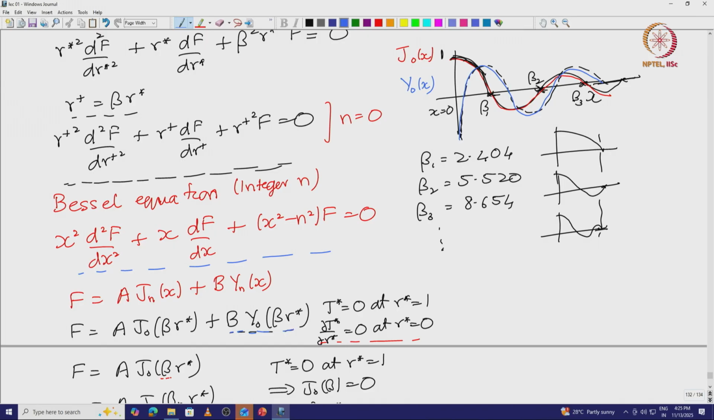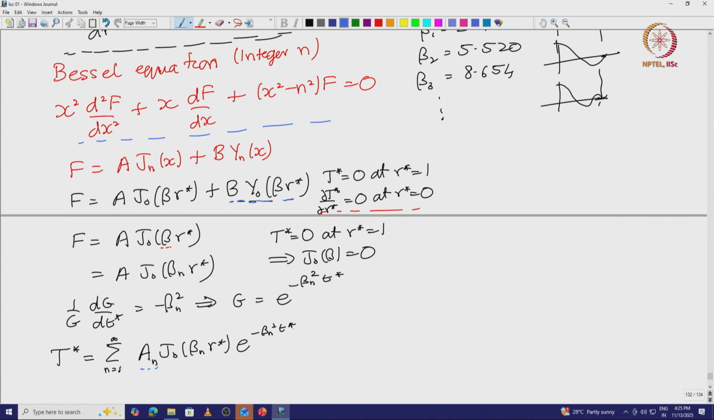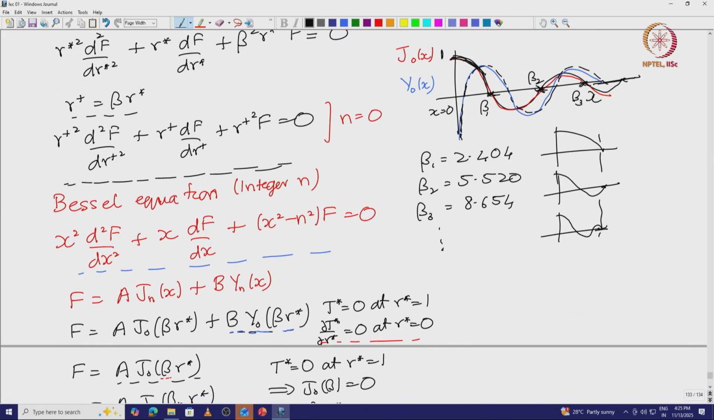B has to be equal to 0 due to the condition at r is equal to 0, and you get the r dependent term as a j naught of beta r. The boundary condition at r star is equal to 1 is that this f has to be 0, that means that j naught of beta has to be equal to 0. J naught of beta is equal to 0 means that the beta is the value at which each of these crosses the origin.